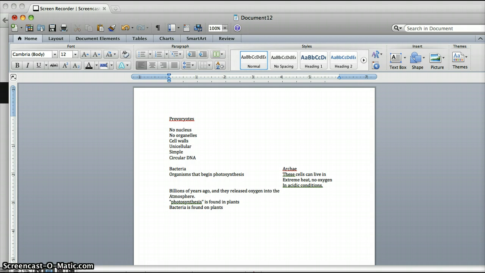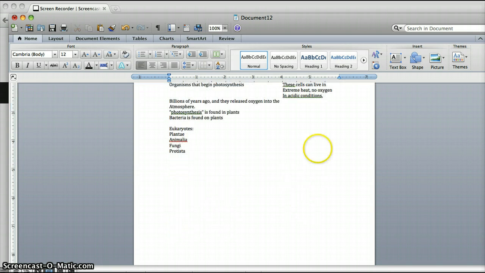Okay, so now, what's the second type of cell? It's called eukaryotes. There's four types of eukaryotes. There's plantae, animalia, fungi, and then there's protista. Now first we're going to look at the plantae. What are the characteristics of a plantae? Well, if you think about it, it's a plant.